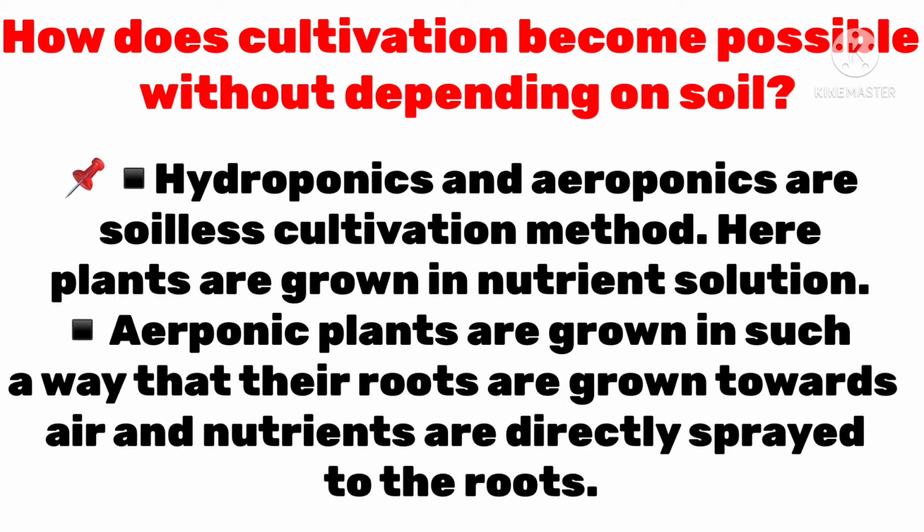How does cultivation become possible without depending on soil? Hydroponics and aeroponics are soil-less cultivation methods. Here, plants are grown in nutrient solution. Aeroponic plants are grown in such a way that their roots are grown towards air and nutrients are directly sprayed to the roots.